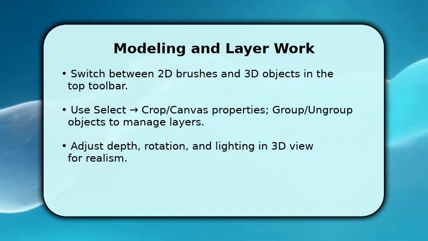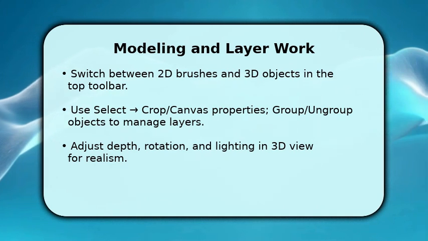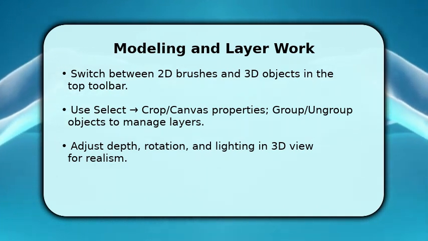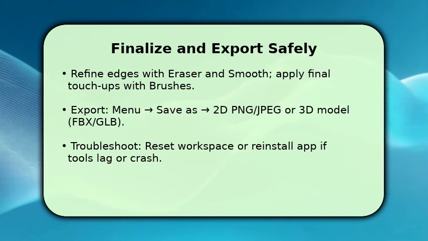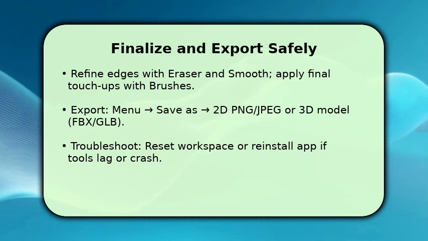Once you place a 3D object, adjust its depth, rotation, and material properties and tweak scene lighting to match shadows. Make sure to frequently use Ctrl+Z for quick undo, and save incremental versions to track progress. Finish by cleaning edges and blending elements so your composition reads as a single scene. Use Eraser and Smooth, then add subtle brush highlights for cohesion.